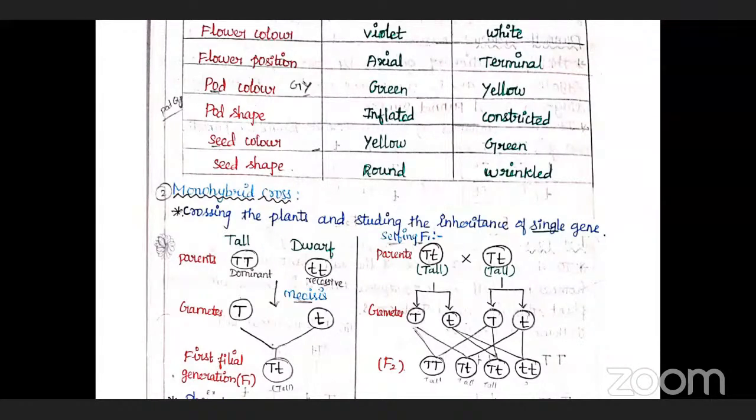Then the 6th character is seed color. Seed color is yellow or green. Yellow is the dominant character. Green is the recessive character. The next one is seed shape. The shape is round or wrinkled. Round is the dominant character. Wrinkled is the recessive character. Those are the 7 characters he selected for his experiment.